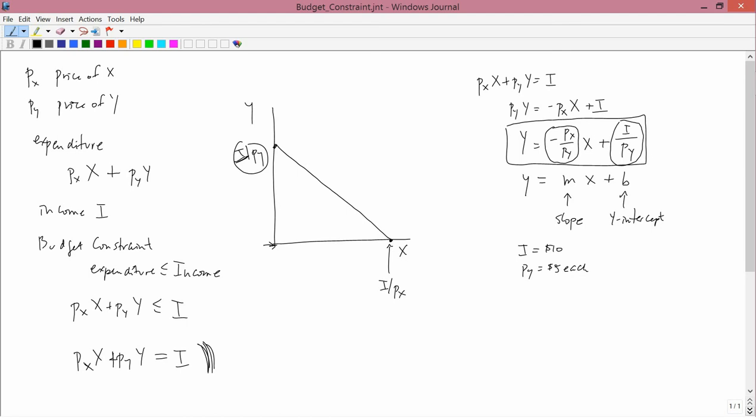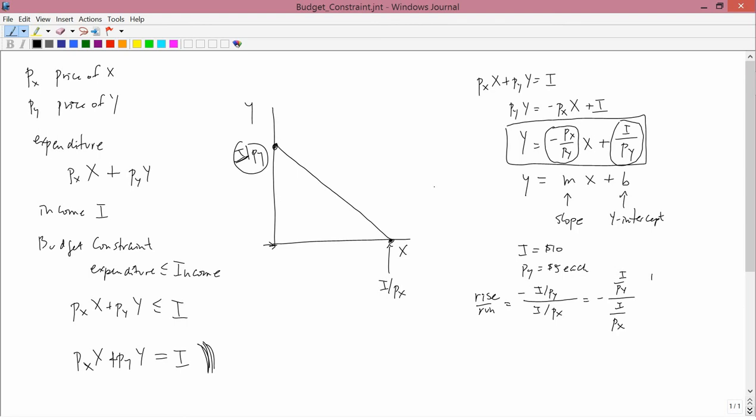Let's confirm that. If we take this as one point and this as the other point, then the rise over run, the rise is going to be negative. It starts out at I divided by py and ends up at 0. So that's going to be the rise. The run starts out at 0 and ends up at I divided by px. So let's simplify this. It's minus I over py divided by I over px.